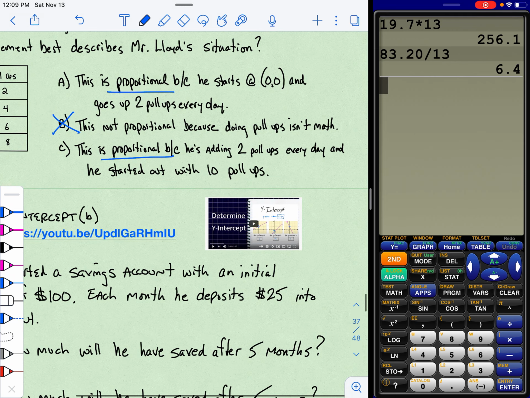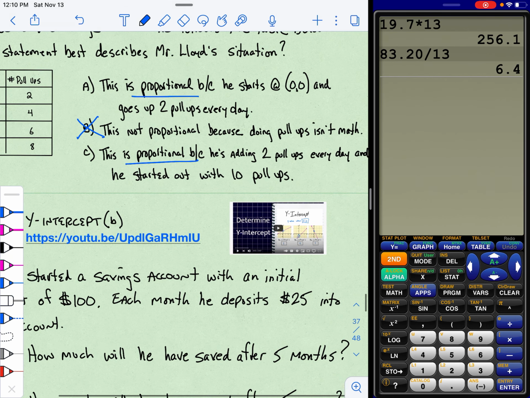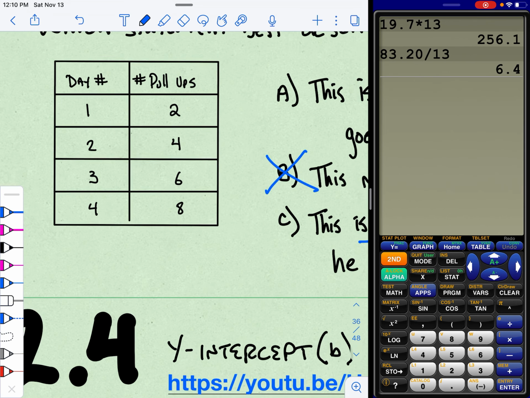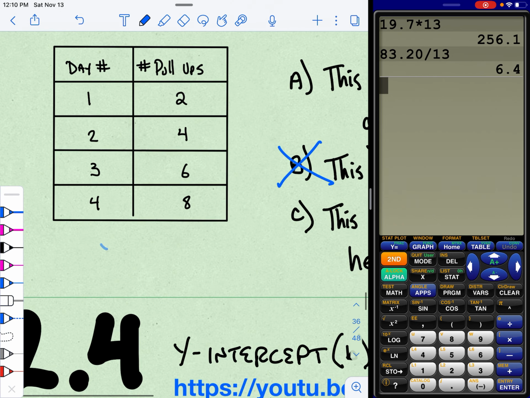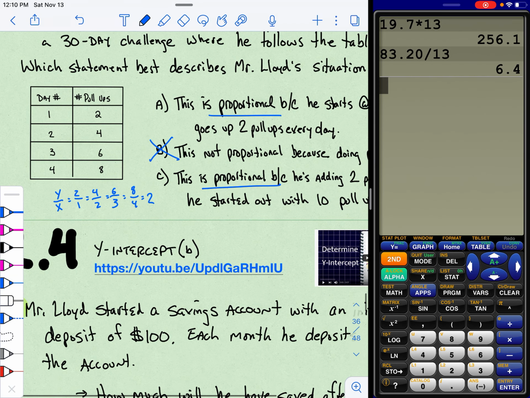And it's a silly thing. It's not proportional because doing math and pull-ups aren't the same thing. That's kind of silly. Here we go. This is proportional because he starts 0, 0 and goes up 2 pull-ups every day. And that seems like what's happening, right? It looks like if I compare my y divided by my x, 2 divided by 1 is the same as 4 divided by 2 is 6 divided by 3. I'm just kind of going right down the line. These all equal 2. So every single one of those is the same. This one has to be the right answer.